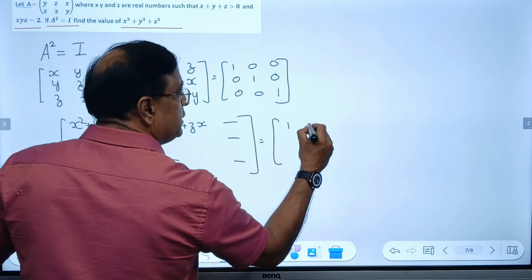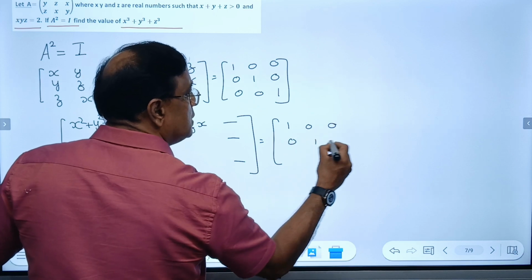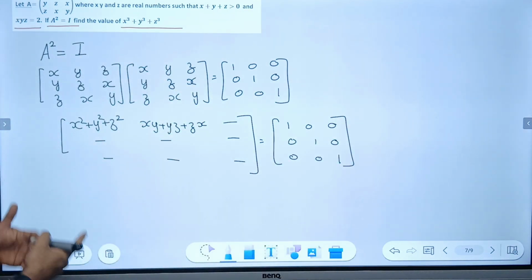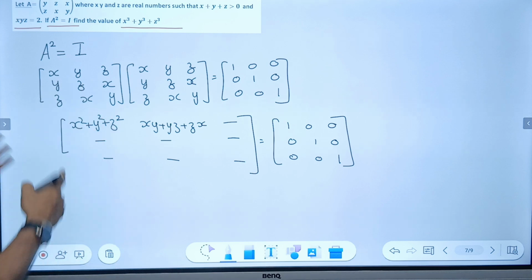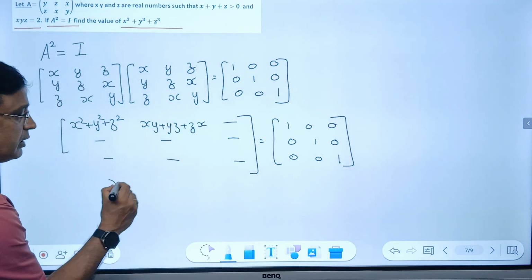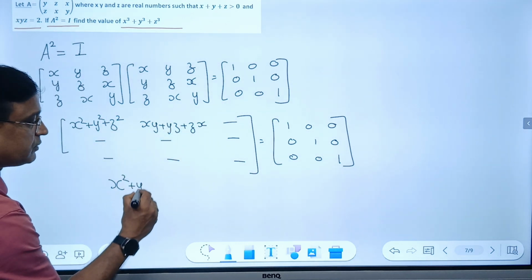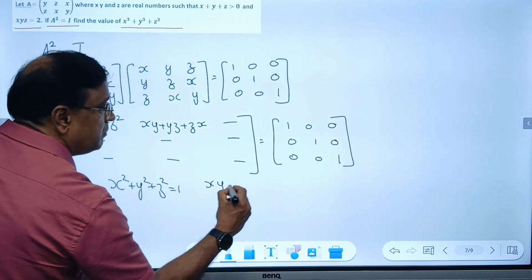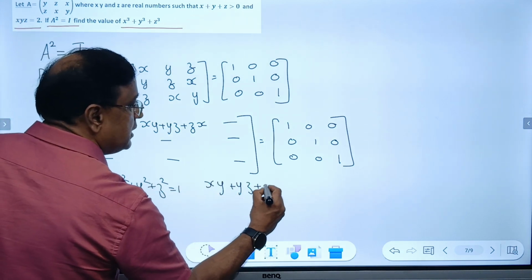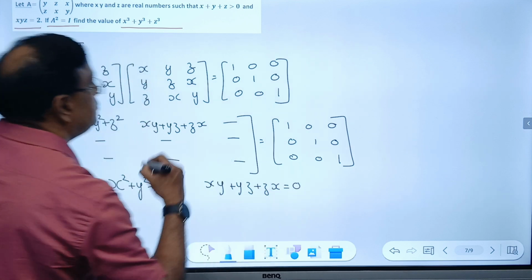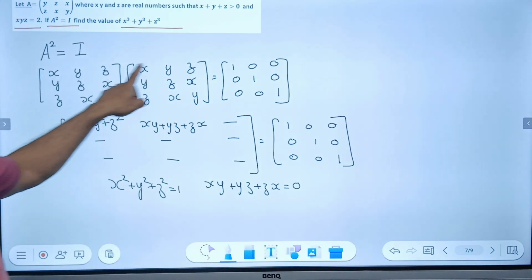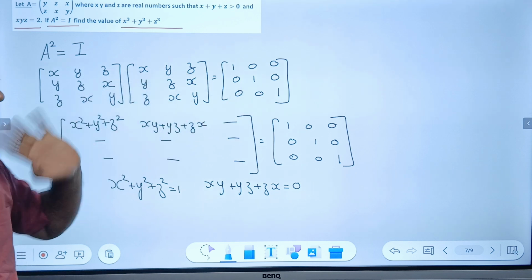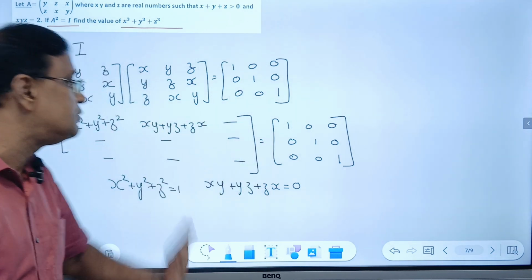If you want, you can complete it and see. There's no harm in it. But sometimes you should learn these shortcuts also. You don't have to complete the entire multiplication process, because this is what we require. What I require? From this you see x square plus y square plus z square equal to 1 and xy plus yz plus zx equal to 0. So it's a simple situation.